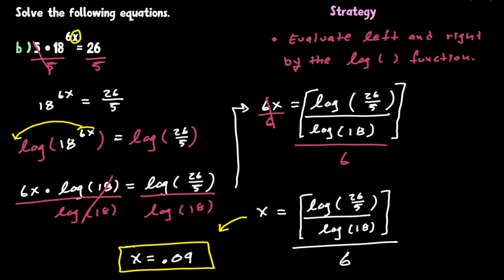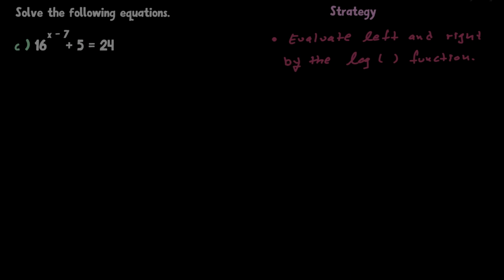Now let's take a look at our third example. Let's start by identifying where the unknown is, which is the exponent of 16. So if we want to solve for x, we need to isolate the expression that has that exponent. But notice that it's not isolated. We still have this plus 5. So let's get rid of that plus 5 by subtracting on both sides.